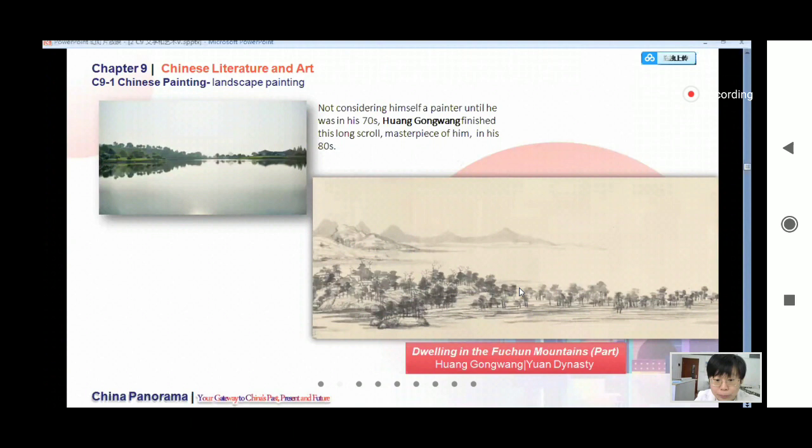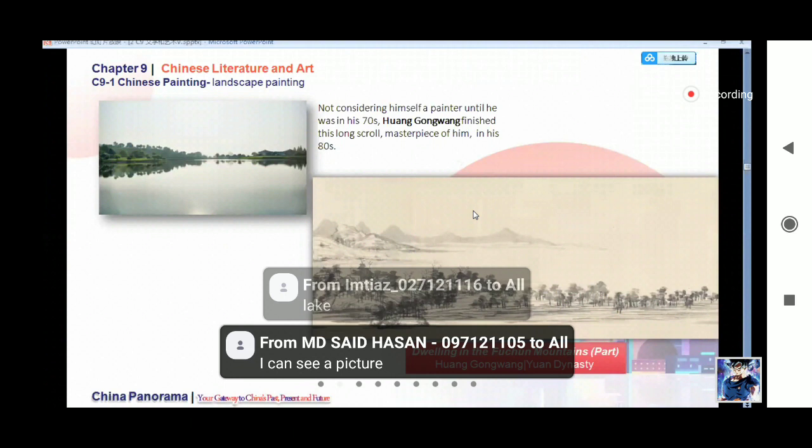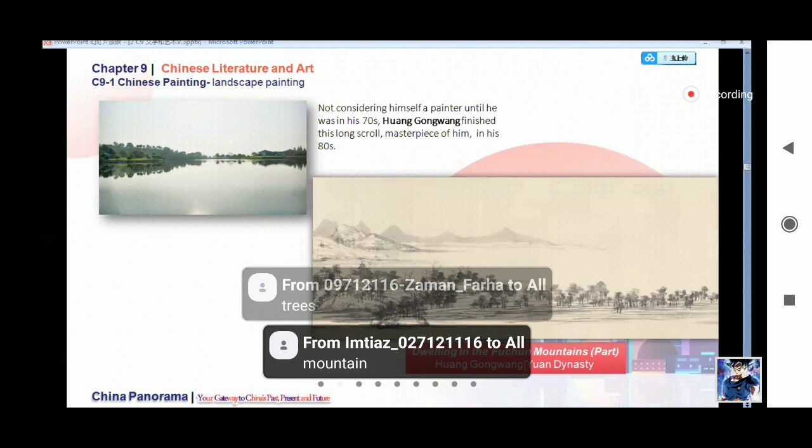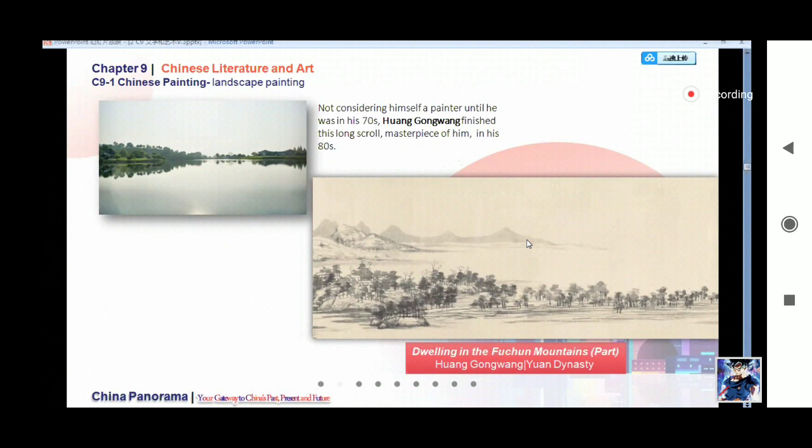So in this picture, what can you see? Land. Okay, there is some land. And what else? Some trees and some mountains. Very good. And also some houses. Do you see some houses here? I see houses in the forest, in the trees. Yes, yes.